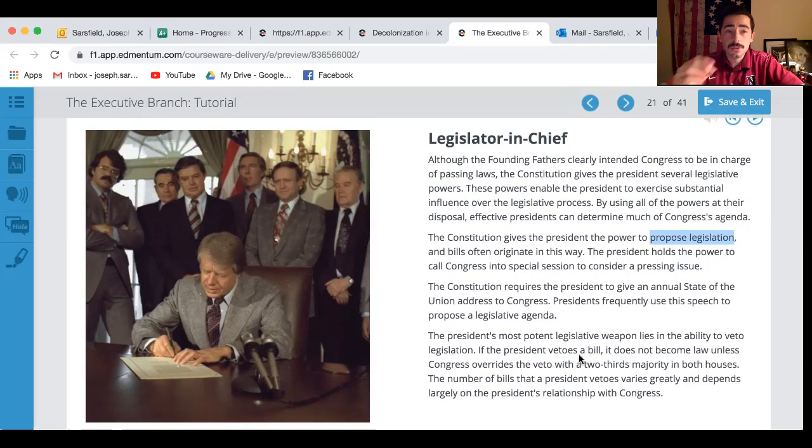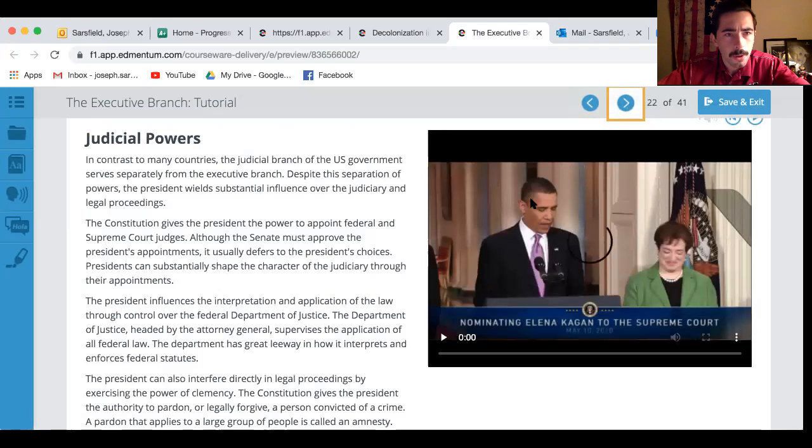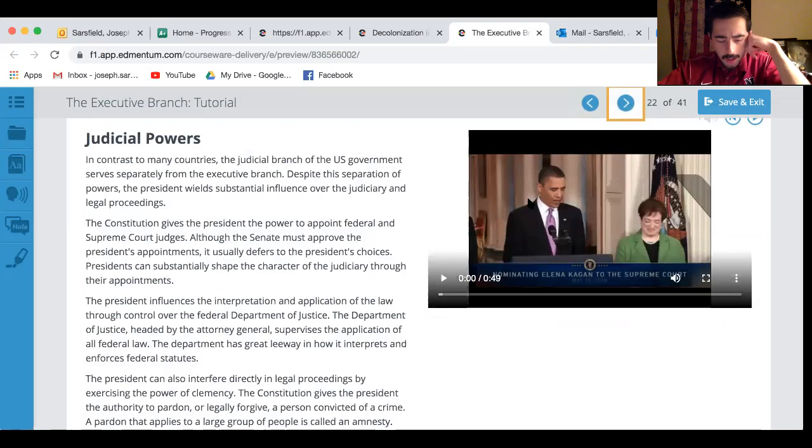And the opposite of veto is signing the bill into place or the law into place, which the president does very often, like President Trump just did with the CARES Act, giving Americans basically an economic stimulus for our country to get Americans back on their feet during the pandemic. So basically, veto and propose legislation. Those are the two major roles.